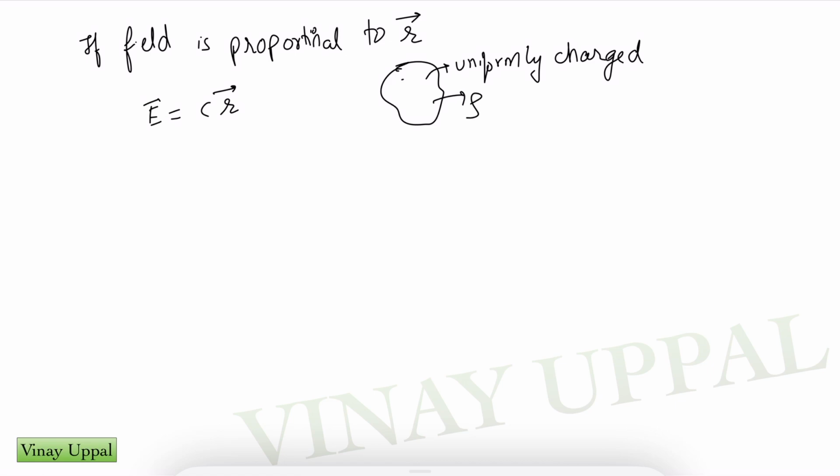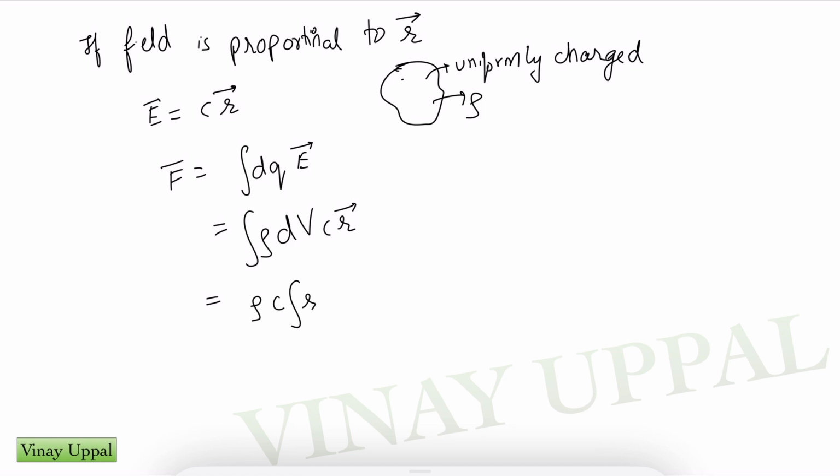So if I want to calculate the force by this electric field on this charge, I can say the force would be integral dq E vector. Here, what is r vector? R vector may be any position vector from some origin. So I can write dq as rho into the volume dv times E vector. Let me write that as cr. Because it is uniformly charged, I can take rho and c also out of the integral. This will be r integral of r dv. This is what we will remain with.